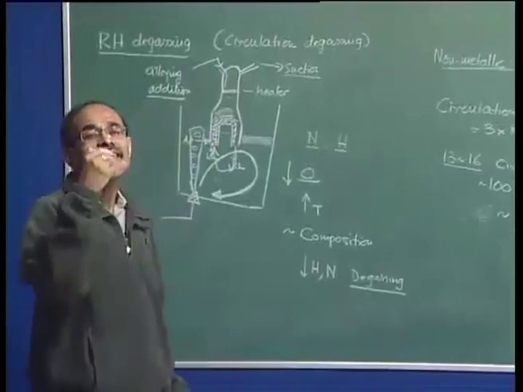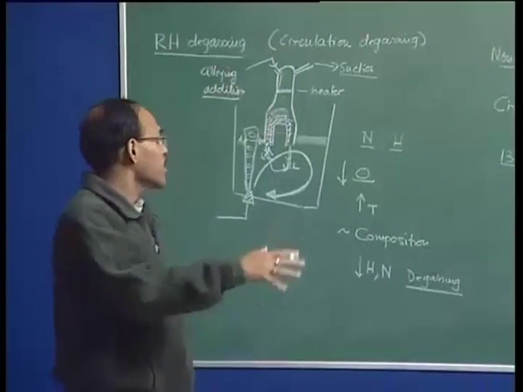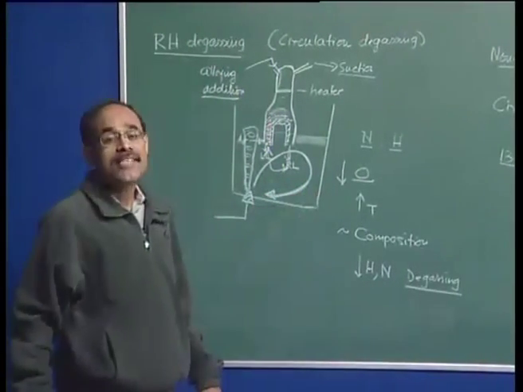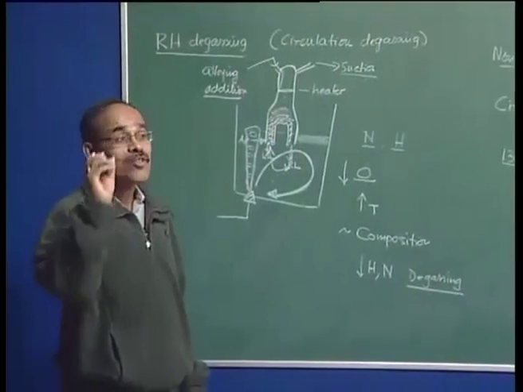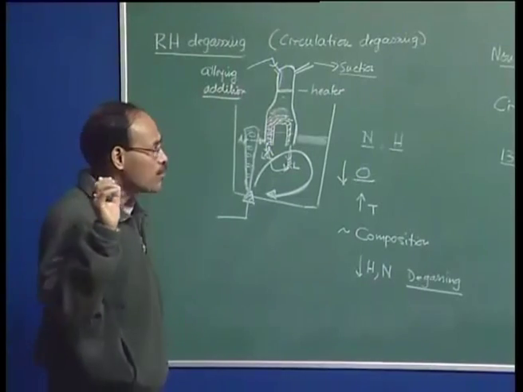Endogenous inclusions are basically deoxidation products. Entrapped slag and entrapped refractory particles are basically exogenous. No matter what they are, they are not wanted because they impair the mechanical properties of steel.